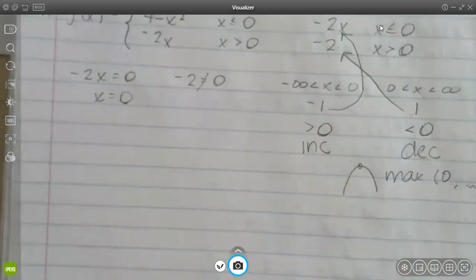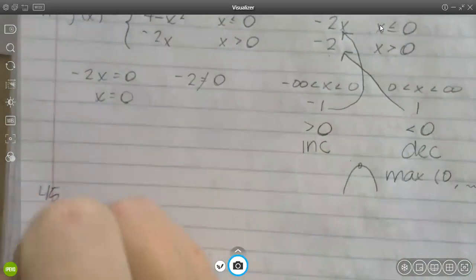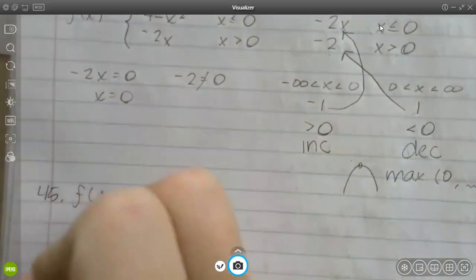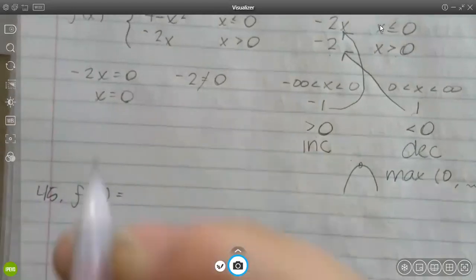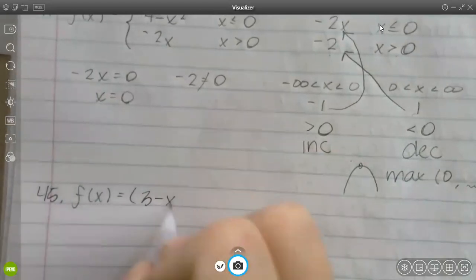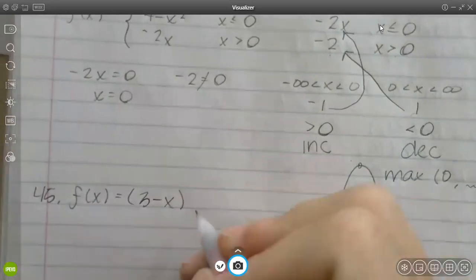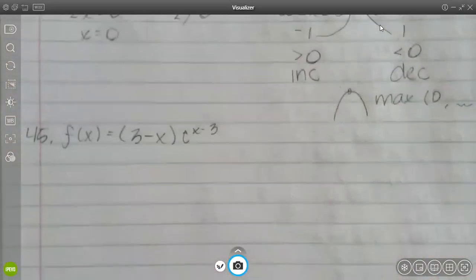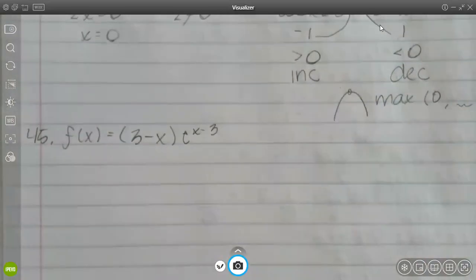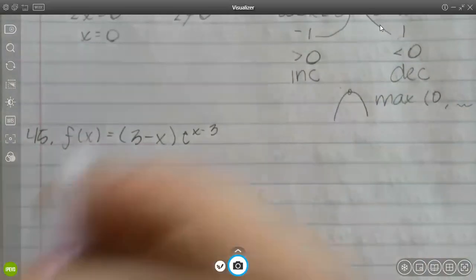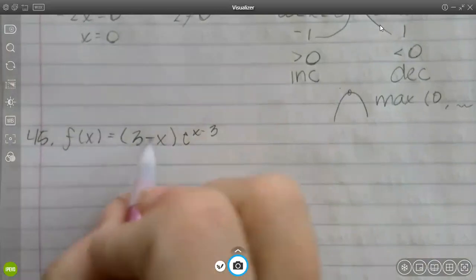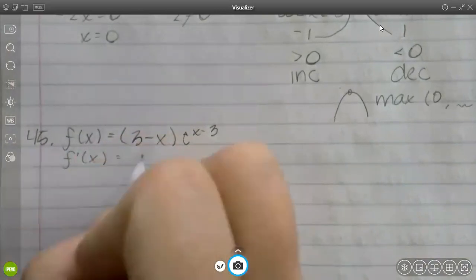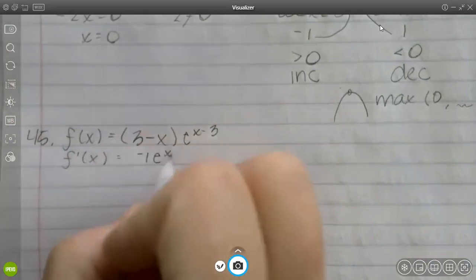45. I think y'all make your e's a little too complicated. Your e's are the exact same thing as chain rule. It's kind of the same. So to find the derivative, I need to use the product rule. So I'm going to start with the first one, 3 minus x. What's your derivative? Times e to the x minus 3.